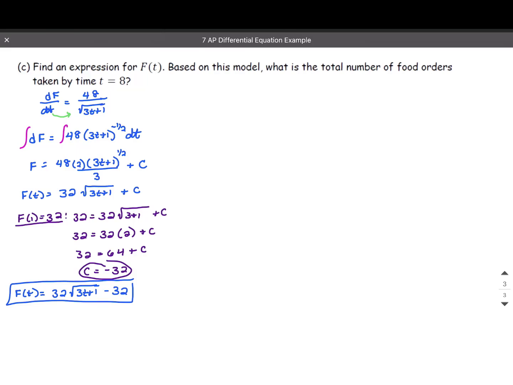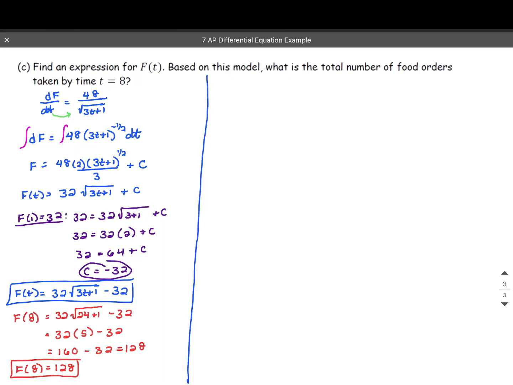But they also wanted us to find the number of food orders at time 8. So I'm going to do f of 8. So f of 8 would be 32 times the square root of 3 times 8, which is 24, plus 1, and then minus 32. Well, 24 plus 1 is 25, and the square root of that is 5. So 32 times 5 is 160, minus 32 is 128. So now we know that f of 8 is 128. Ta-da!